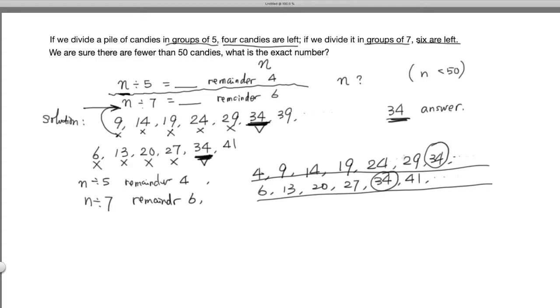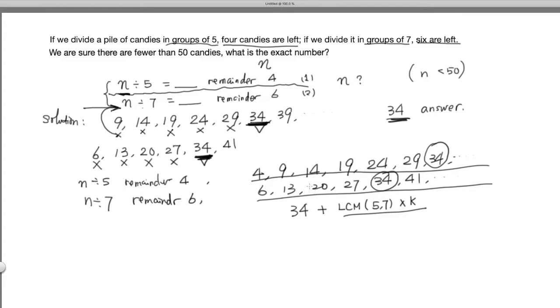Next question. If the first number is 34, what is the next number that also satisfies both conditions, n divided by 5, remainder 4, and n divided by 7, remainder 6? It turns out, if you have a 34, then 34 plus the LCM, the least common multiple of 5 and 7, times any multiple of that, let's say times a k, also going to satisfy these two equations. Let's call it equation 1 and equation 2.